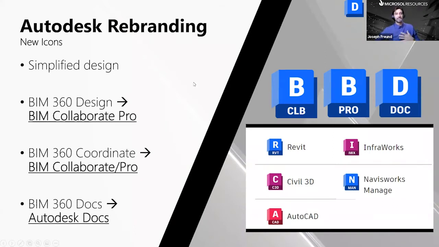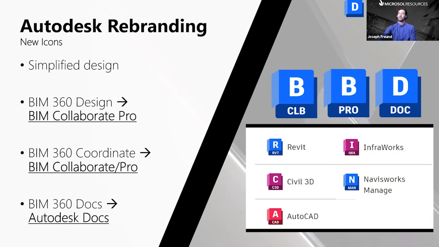In addition to the simplified design, there's been some renaming of these products. If you're already familiar with this, because they have been around for a good year or so, but there was a change from BIM 360 design, which was that initial way that you could collaborate on a cloud work shared Revit model. And so that has been renamed to BIM Collaborate Pro. Also, if you worked on clash detection in the cloud with BIM 360 Coordinate, you'll find all of the features there within model coordination available in either BIM Collaborate or BIM Collaborate Pro.